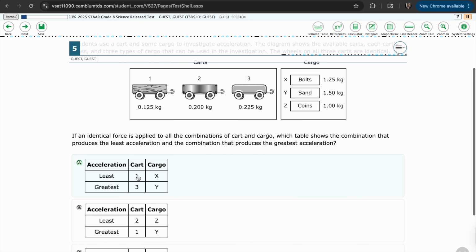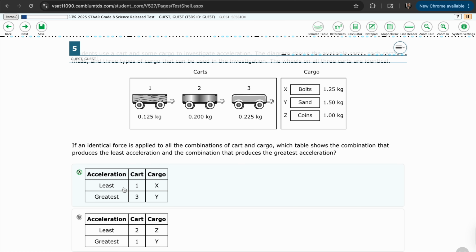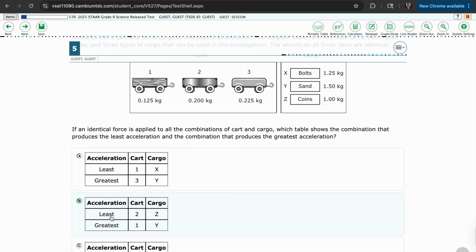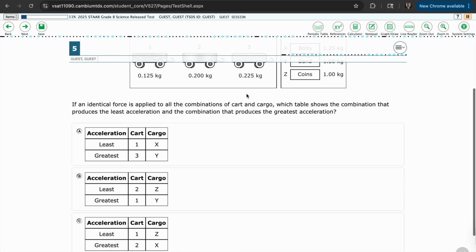So let's take a look at our answers. To get the least amount of acceleration, they're going to use cart 1. Is cart 1 the biggest cart we have? No, it's not. 0.125 is the smallest. So this will give us a mid acceleration. We want a small acceleration. Let's take a look at B. To get the least acceleration, we're going to use cart 2. But is cart 2 the biggest? No. Cart 3 is the biggest.